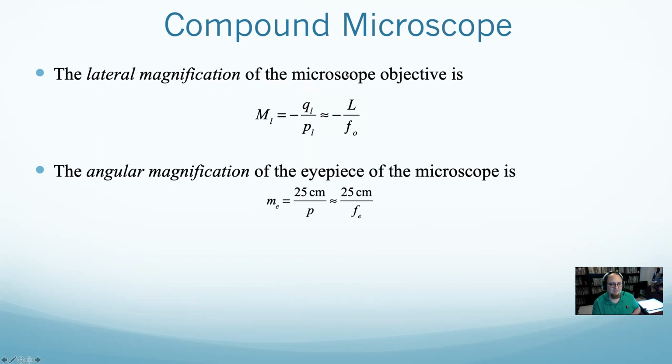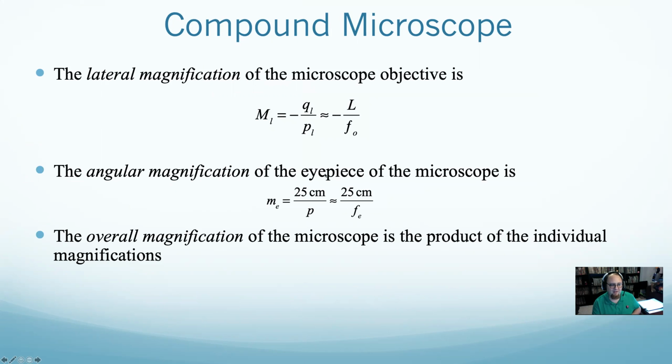Oh, sorry, this is of the objective piece, this is of the eyepiece. Sorry, I did them separately. And the overall magnification is actually just going to be the two multiplied together. And so a compound microscope can magnify greater, because it would be the same as a magnifying glass plus a second piece magnifying separately. And we can get things many, many times bigger.